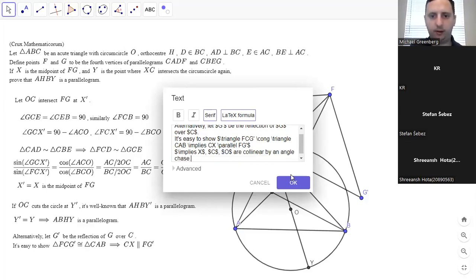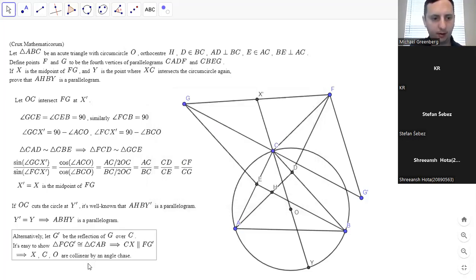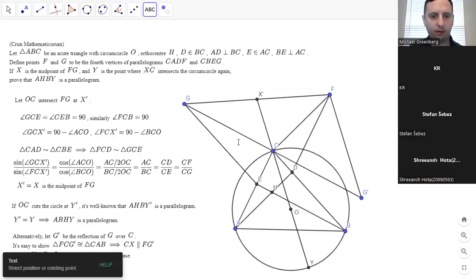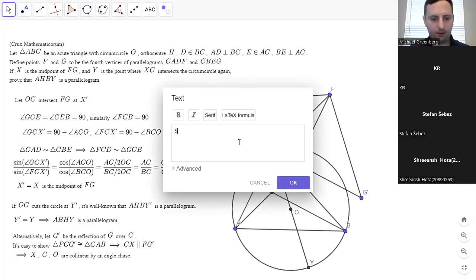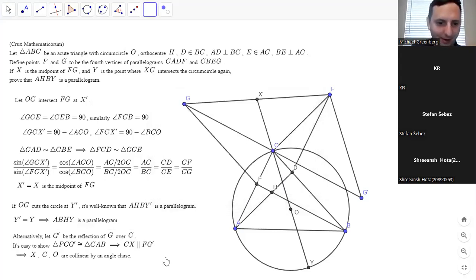All right, so yeah, I'll let the viewers figure that out. And then that implies that ABHY is a parallelogram. All right, so I'm going to move on to the next one. That's pretty, I like that idea. Purely synthetic. Sounds good to me. All right, so the next problem.